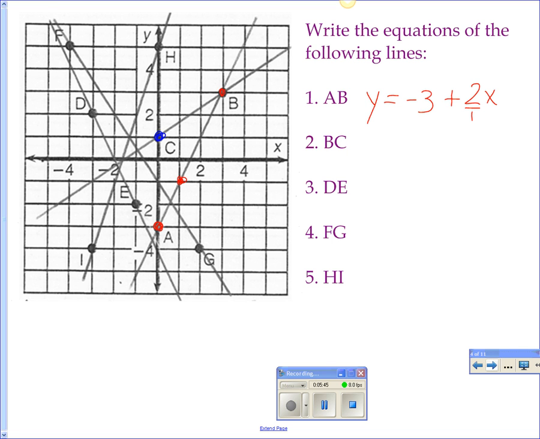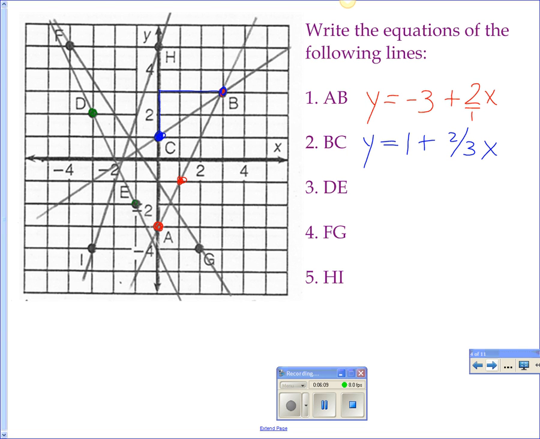Here's B and C. So y equals, this one crosses at 1 as its y-intercept. It's also going up, so that makes it positive. And it's going up 1, 2, and over 3. 2/3x. All right, and line DE, I'll do this one in green.